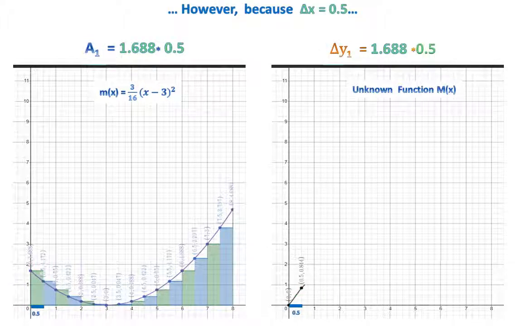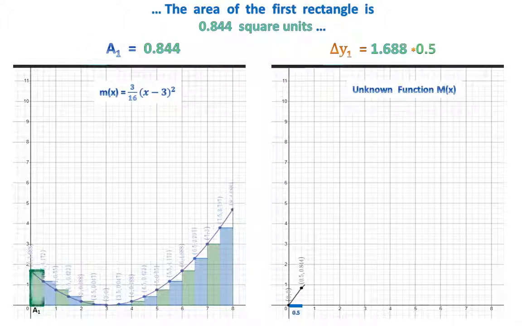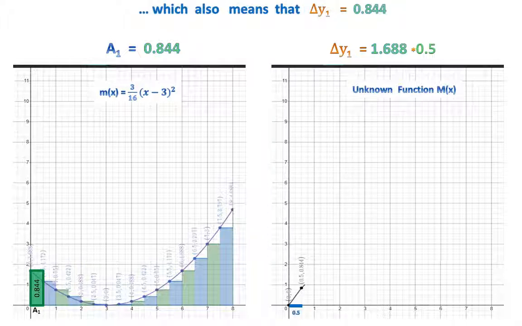However, because delta x equals 0.5, the area of the first rectangle is 0.844 square units, which also means that delta y is equal to 0.844.